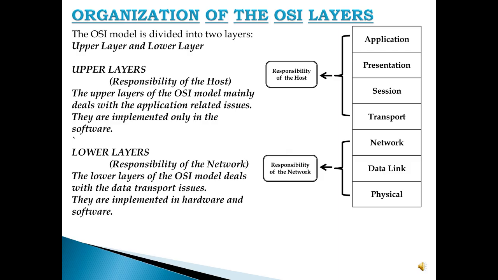So here we can see the 7 layers. From physical to network, that is physical layer, data link layer, and network layer, these three layers are known as the lower layer, which is also known as the responsibility of the network. And from transport till application, it is the responsibility of the host, that is the upper layer.